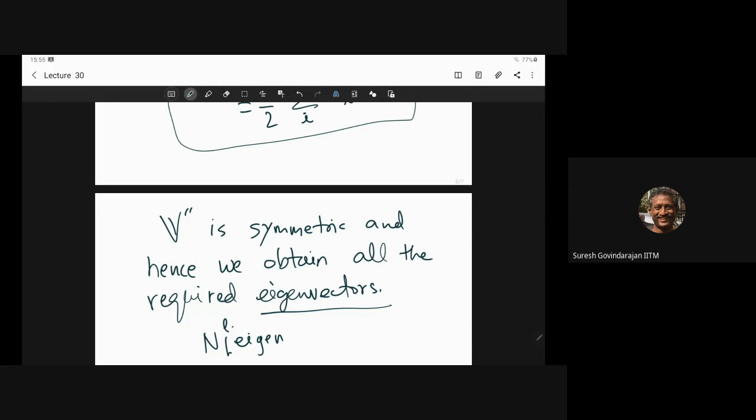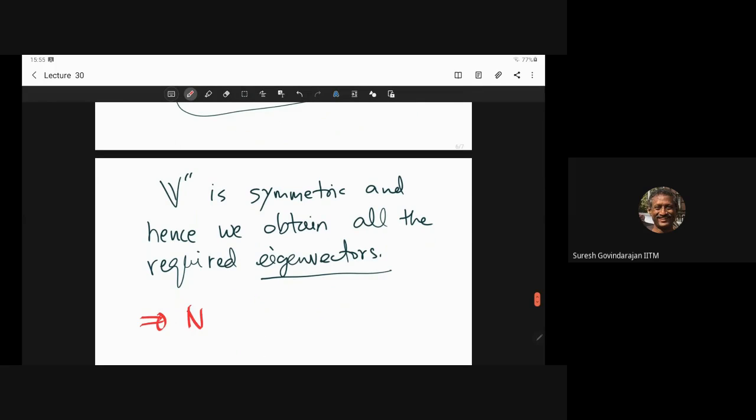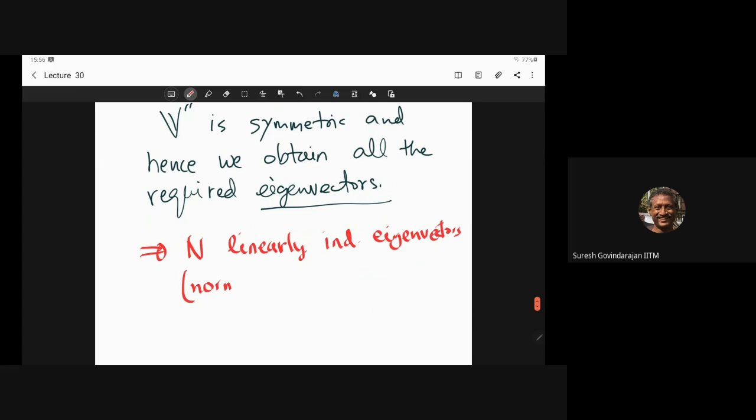and linearly independent. And we call these normal modes for the n eigenvalues. End of proof. That's it.